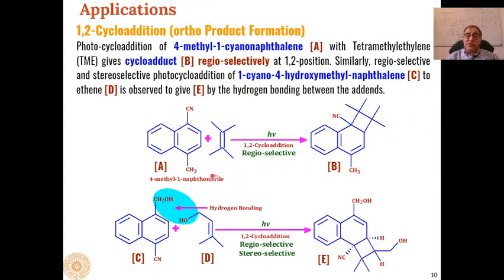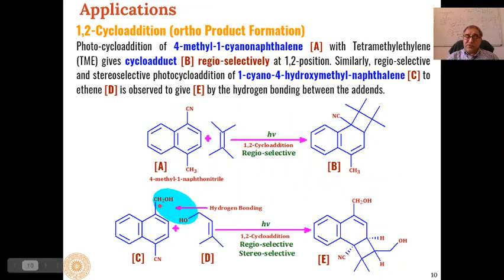Then a few more examples in case of naphthalene derivatives. When the photocycloaddition of 4-methyl-1-cyanonaphthalene is done with tetramethylethylene, then this type of cycloadduct is formed, but this adduct, you can see, is a regioselective adduct. Because this molecule is an unsymmetrical molecule, here we are having an electron donating substituent present, here we are having an electron withdrawing substituent present. And this alkene will add preferably to the carbon-carbon double bond, which is attached to an electron withdrawing group, and we will get a regioselective 1,2 cycloaddition product like this.